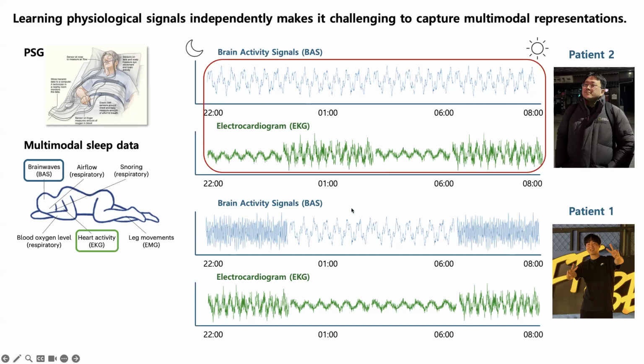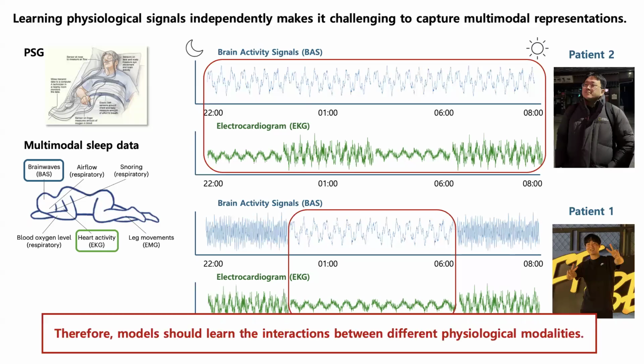And then let's check patient one. That means he didn't fall asleep at 10 o'clock. He fell asleep around midnight. And then during his sleep period, the signal is really stable. That is the reason why patient one is always in a good condition. Therefore, the models should learn the interaction between different physiological modalities.